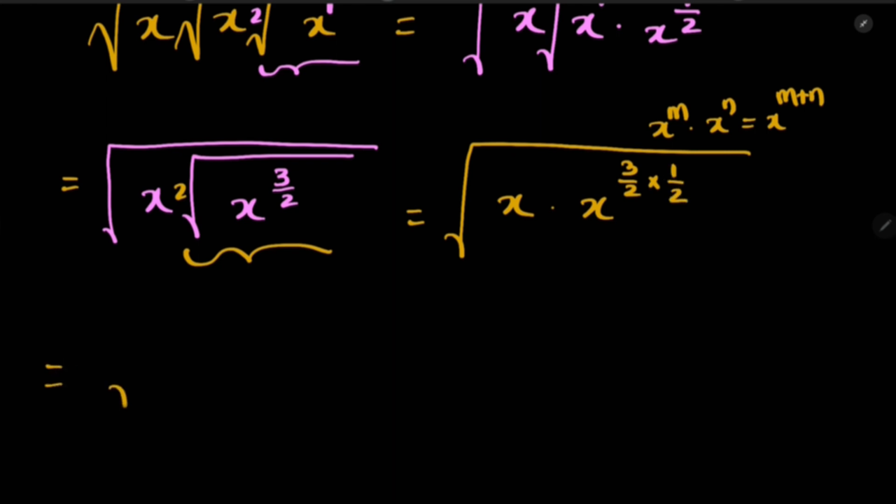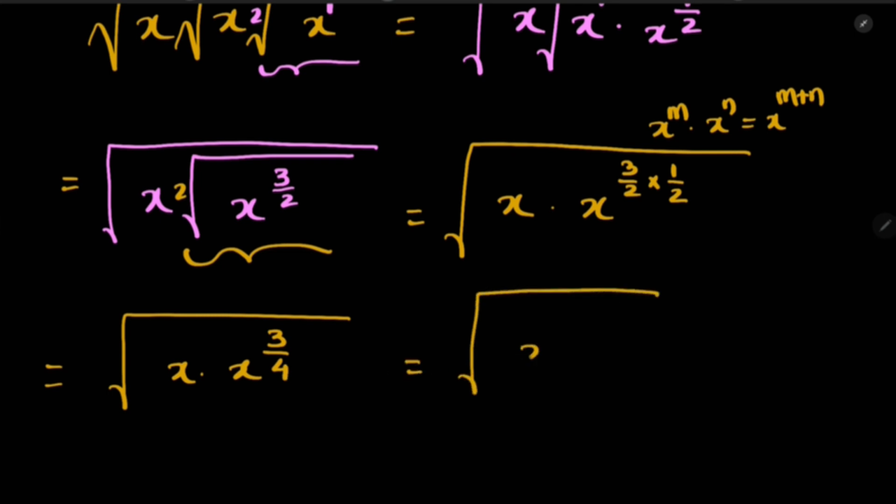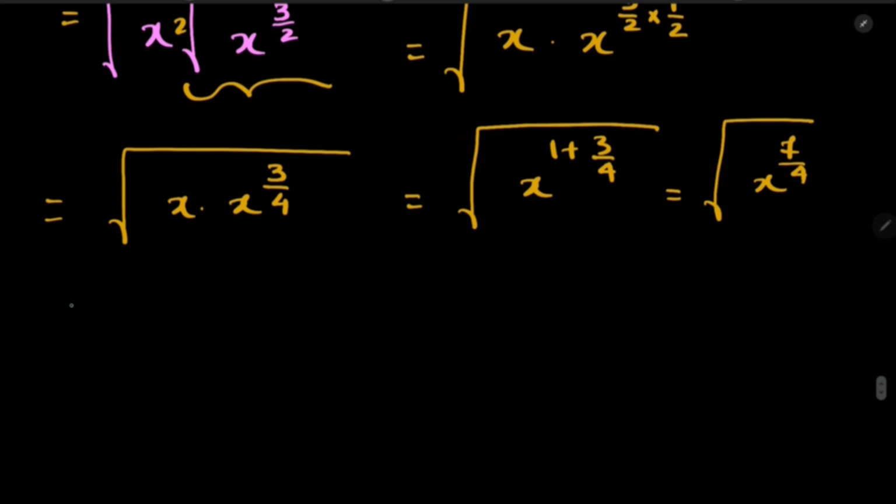Now we can write this as square root of x into x to the power 3 by 4. Further simplifying, we write this as x to the power 1 plus 3 by 4, that is equal to square root of x to the power 7 by 4. And again we can simplify this as x to the power 7 by 4 divided by 2, that is multiply with 1 by 2, and this will become x to the power 7 by 8.